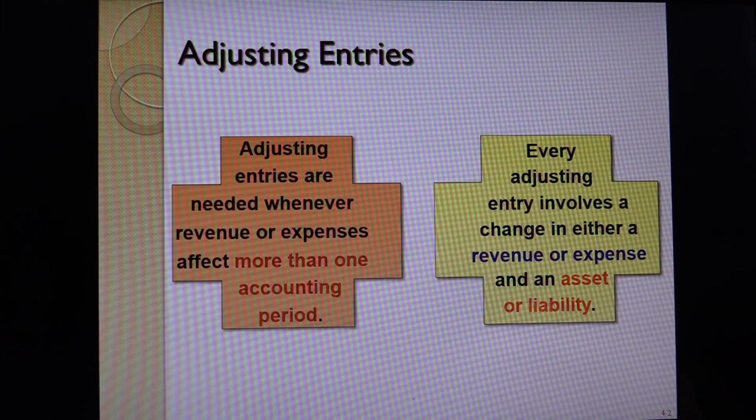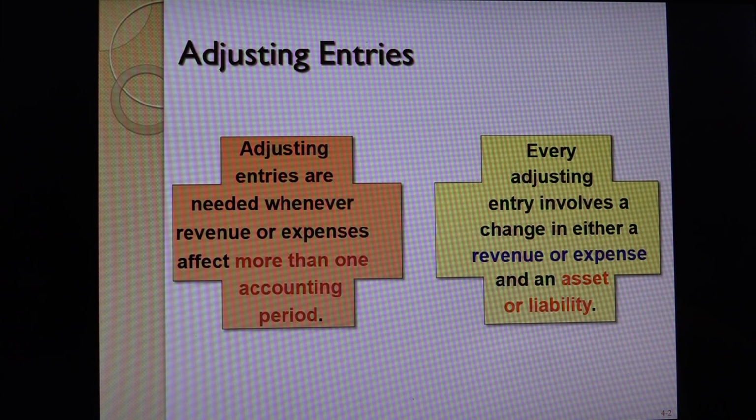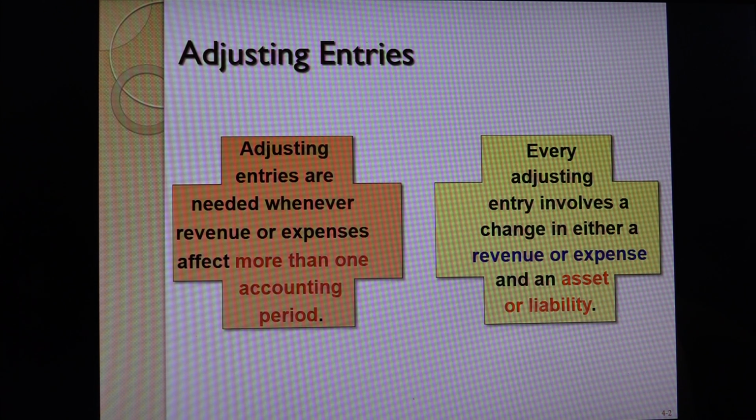And so we often have to do adjusting entries. Adjusting entries are needed whenever revenues or expenses affect more than one accounting period. Every adjusting entry involves a change in either a revenue or expense and an asset or a liability.